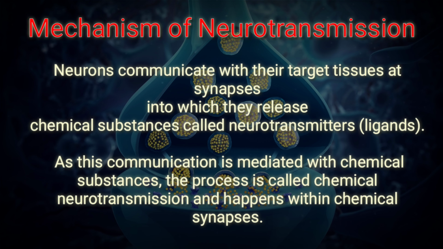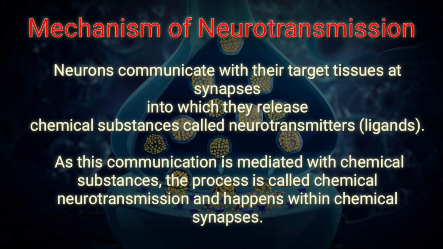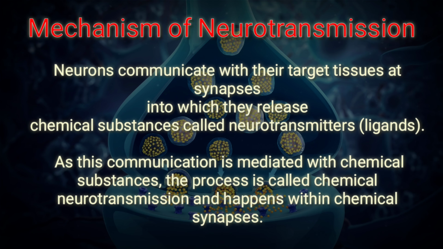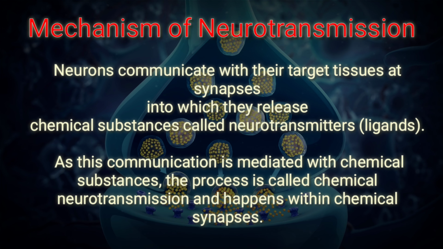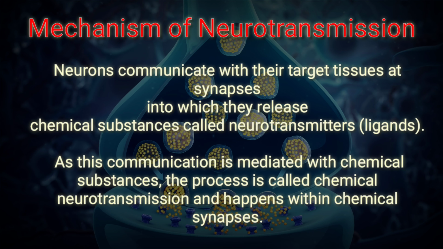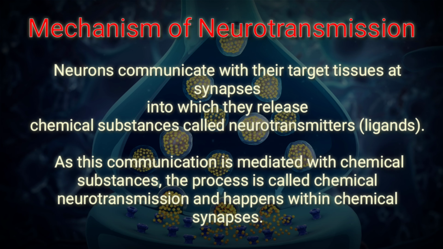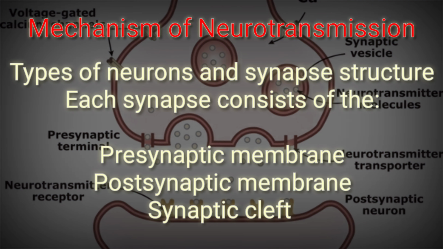The mechanism of neurotransmission. Neurons communicate with their target tissues at synapses into which they release chemical substances called neurotransmitters or ligands. As this communication is mediated with chemical substances, the process is called chemical neurotransmission and happens within chemical synapses.